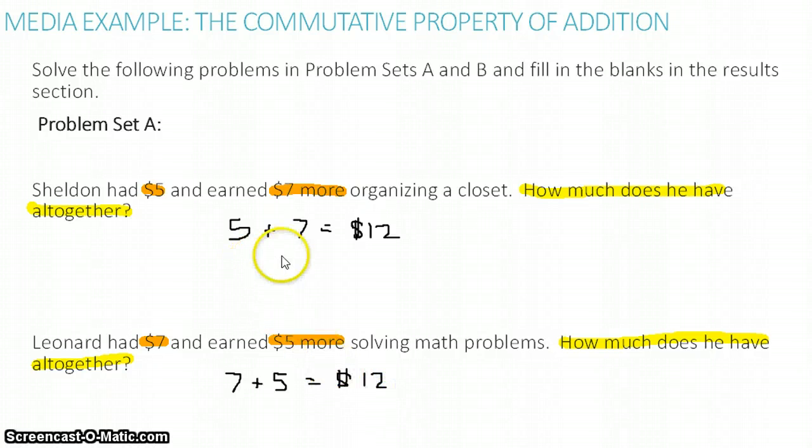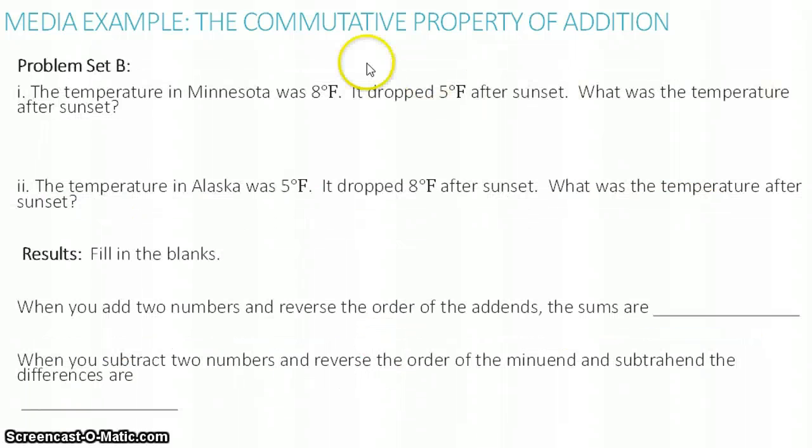So what we need to notice here is in both cases we were adding, and we were adding the same two numbers but in different orders. Here we started with 5 and added on 7. Here we started with 7 and added on 5. Regardless, the outcomes are the same. Both are $12. Let's look at the next problem.